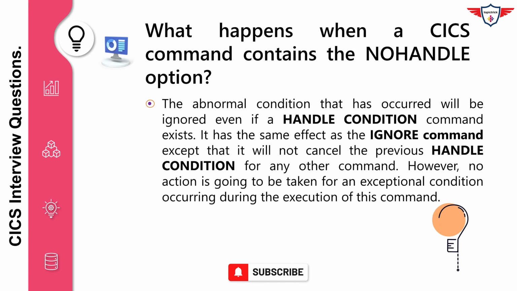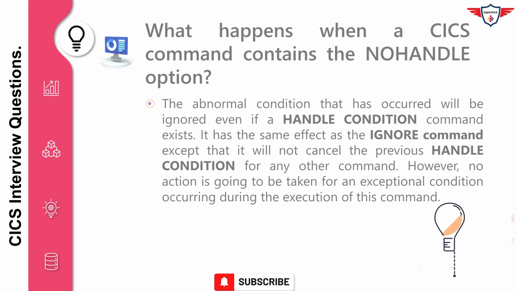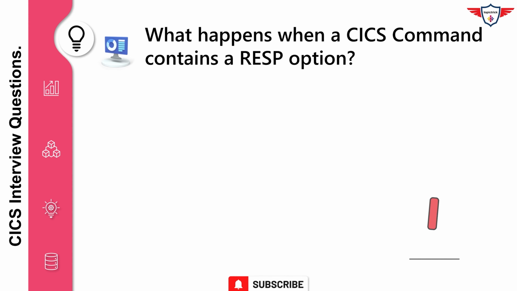No action is going to be taken for an exceptional condition occurring during the execution of this command. The abnormal condition that has occurred will be ignored even if a HANDLE CONDITION command exists. It has the same effect as the IGNORE command except that it will not cancel the previous HANDLE CONDITION for any other command. What happens when a CICS command contains a RESP option?